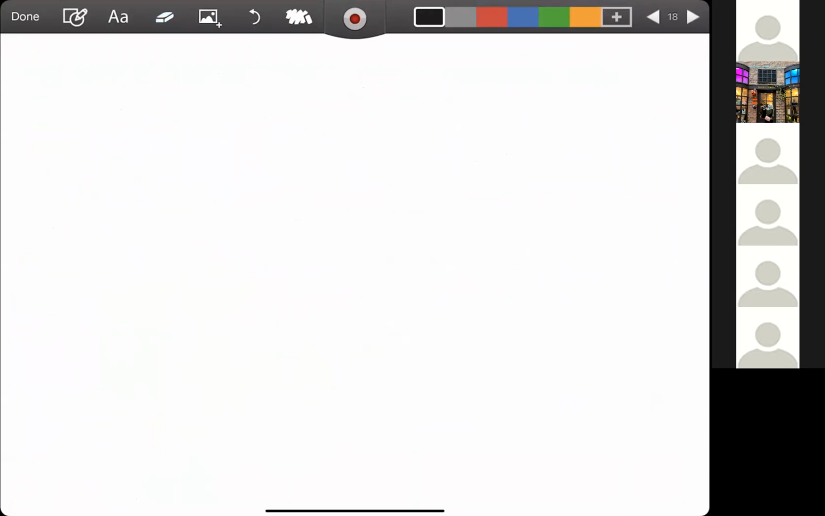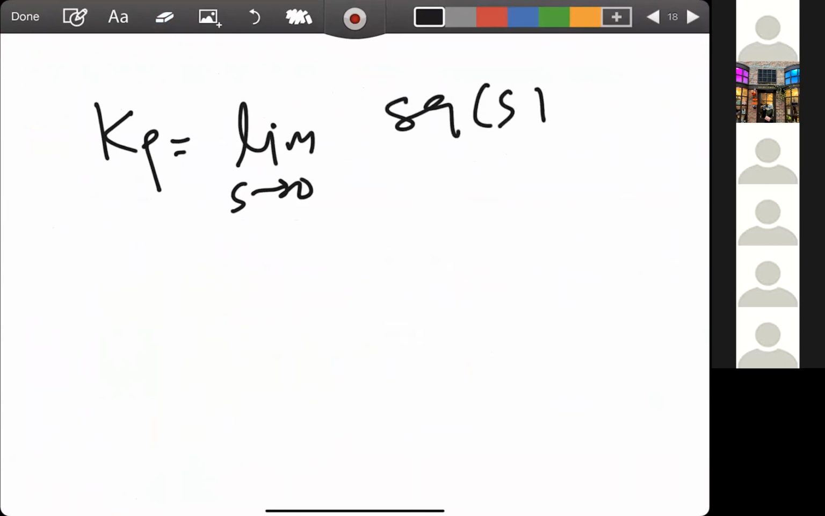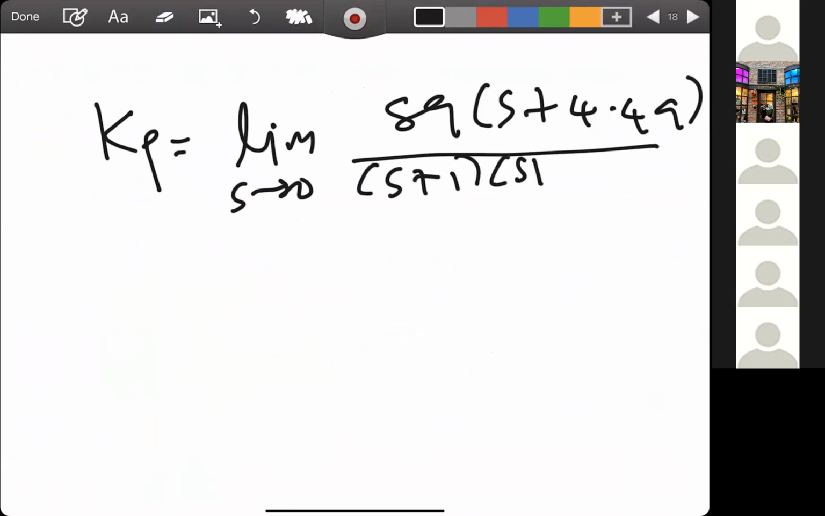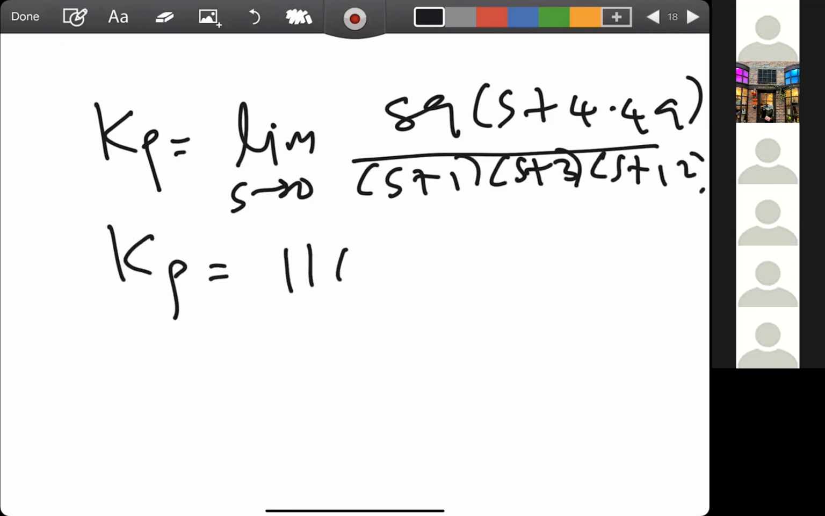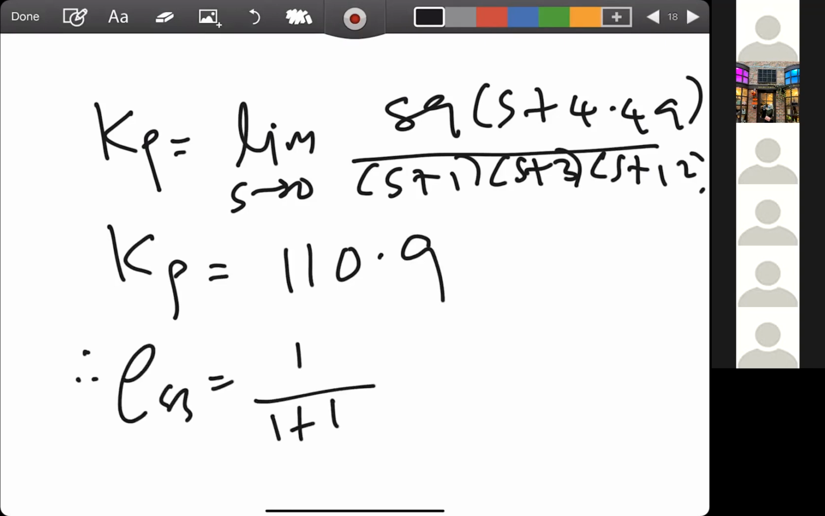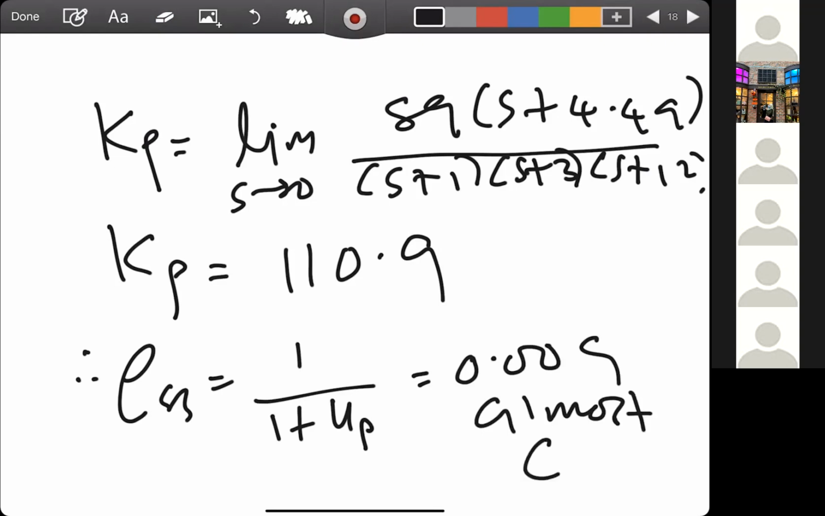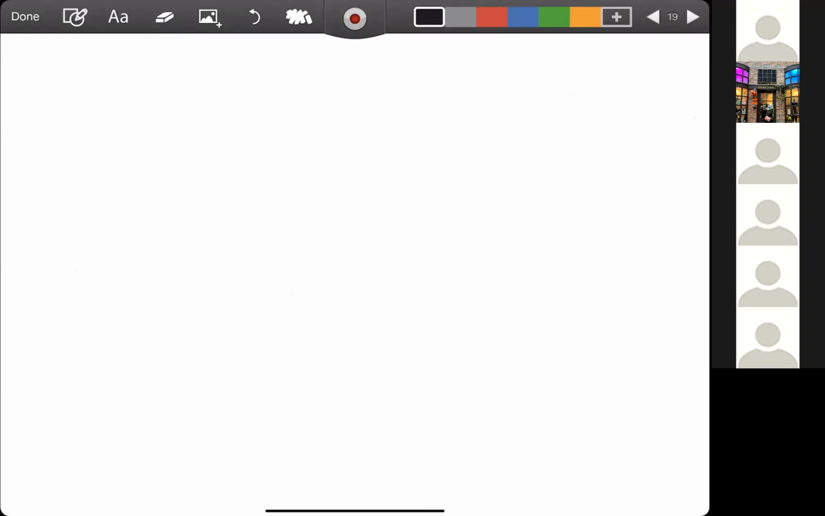So if the system type is 0, Kp is equal to the limit as s goes to 0 of 89(s plus 4.49) over (s plus 1)(s plus 3)(s plus 12), which is 110.9. So the steady state error is 1 over 1 plus Kp, which is 0.009, almost 0. Almost 0.